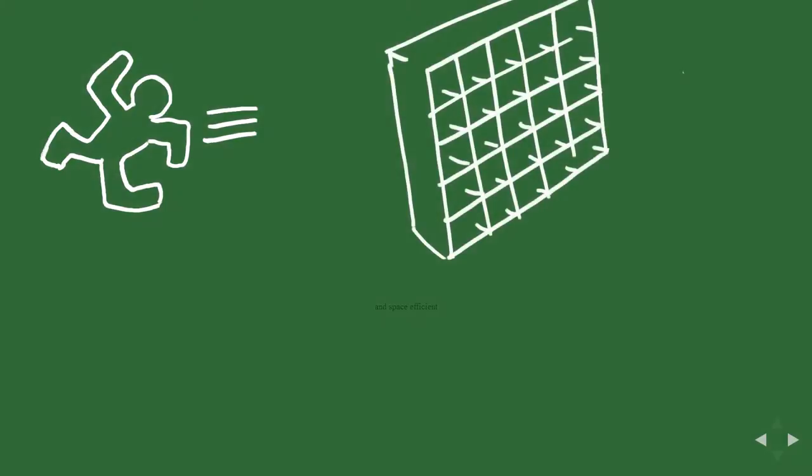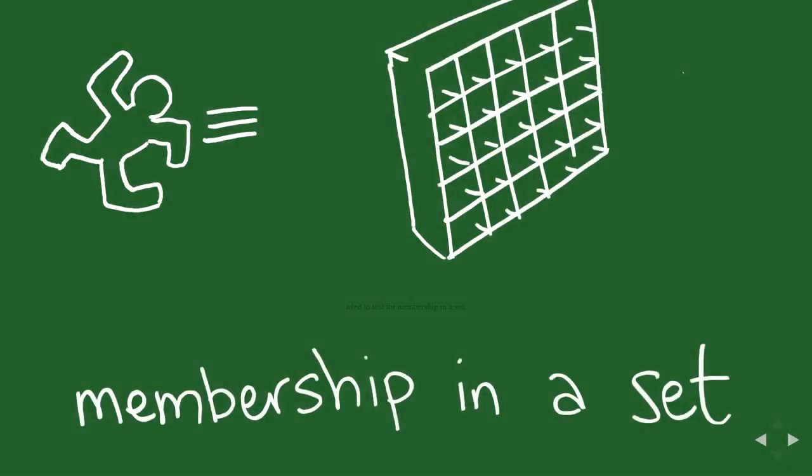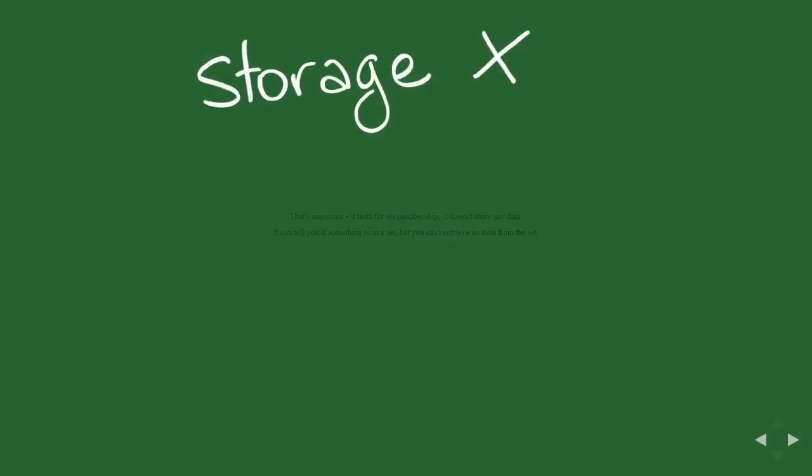A bloom filter is a data structure that's fast and space-efficient, used to test for membership in a set. That's important. It tests for set membership, but it doesn't store any data. It can tell you if something is in a set, but you can't retrieve an item from the set.